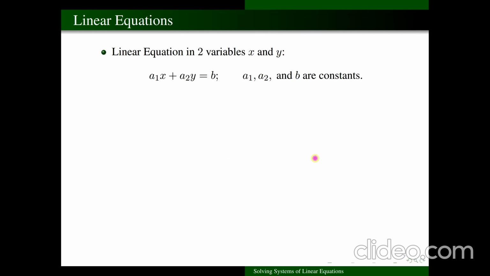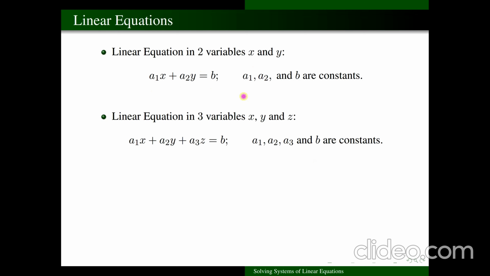So let's recall from high school algebra that a linear equation in two variables, x, y, is an equation of the shape a1x plus a2y equals b, where a1, a2, and b are constants. From elementary calculus, we learned that the equation of a plane in three-dimensional space has the form a1x plus a2y plus a3z equals b, where a1, a2, a3, and b are constants. This is called a linear equation in three variables x, y, z.